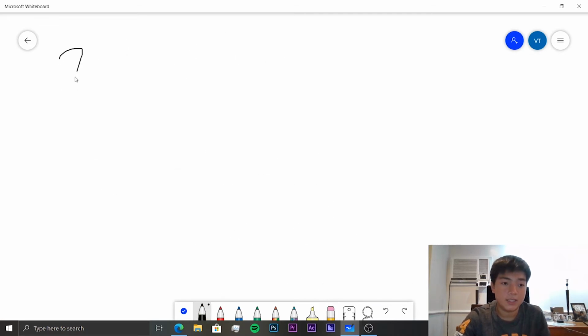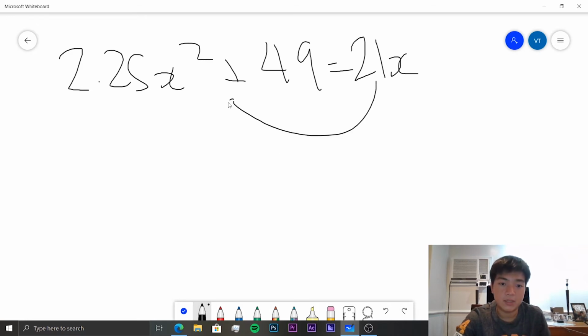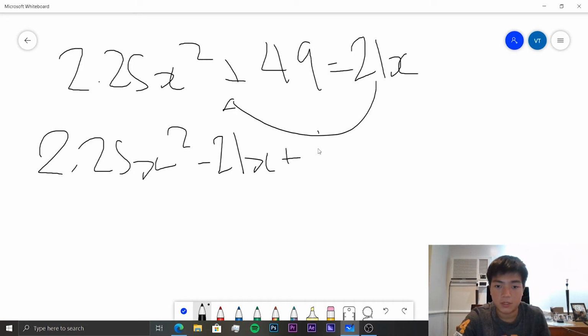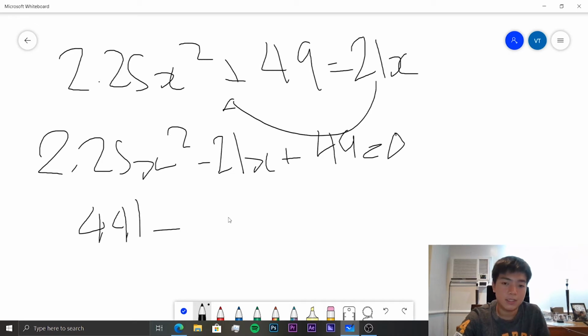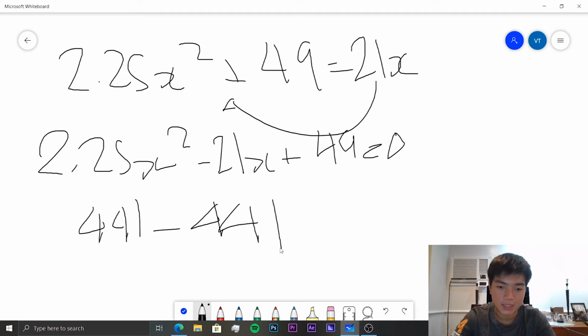Finally, we have our last equation, 2.25x squared plus 49 equals 21x. We need to bring this over to that side, so we have 2.25x squared minus 21x plus 49 equals 0. Then b squared is 21 squared, so 441, minus 4ac, so minus 4 times 49 times 2.25, which happens to also be 441. I guess I should have expected that. So 441 minus 441 is equal to 0, so this will have one real root.